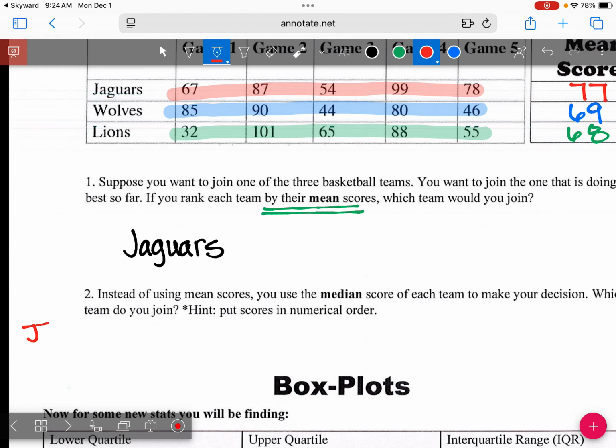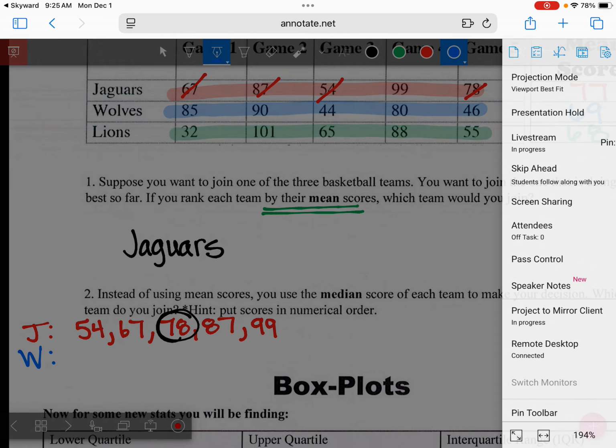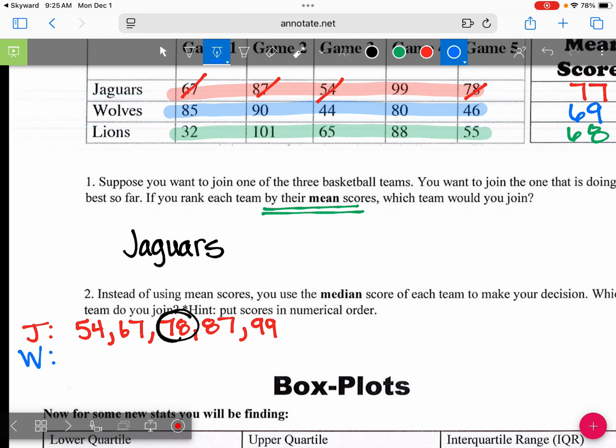The lowest amount of points for the Jaguars was 54. And then after 54 was 67. And then after 67 was 78. And then after 78 was 87. And then after 87 was 99. All right, what number is the median for the Jaguars? 78. All right, you go ahead and do the same thing for the Wolves and for the Lions. Put them in order. And write your median score.